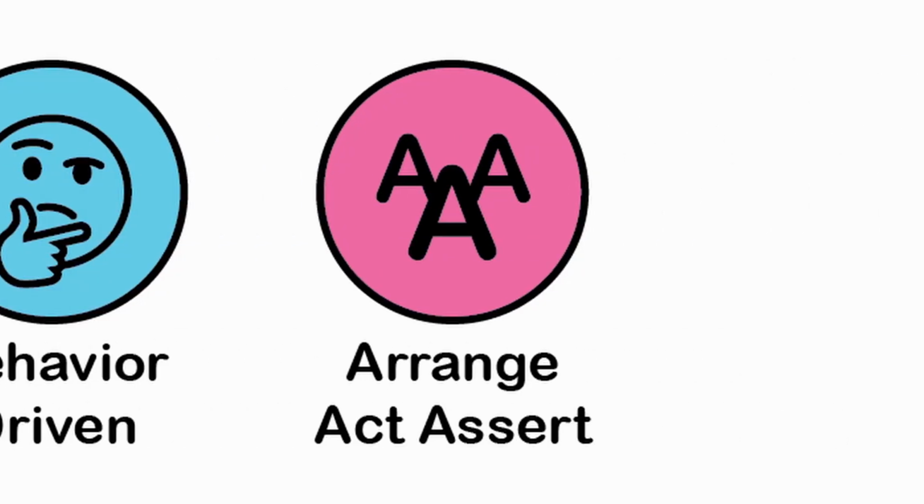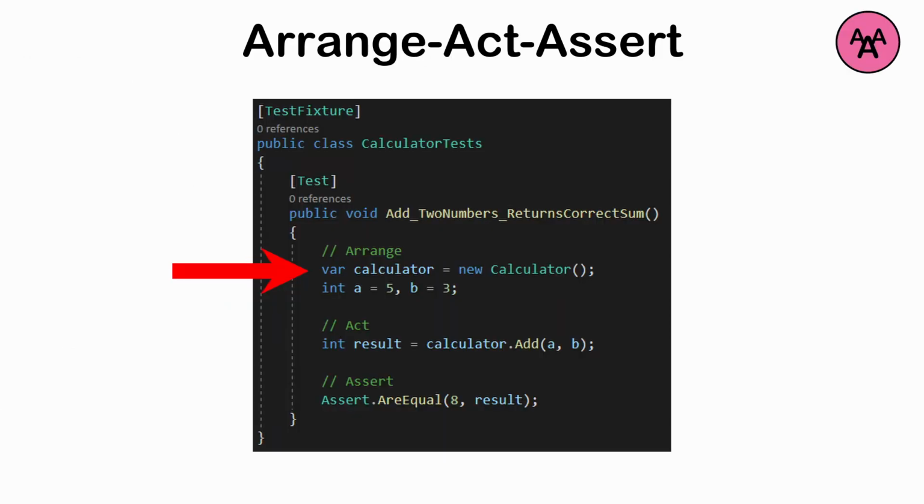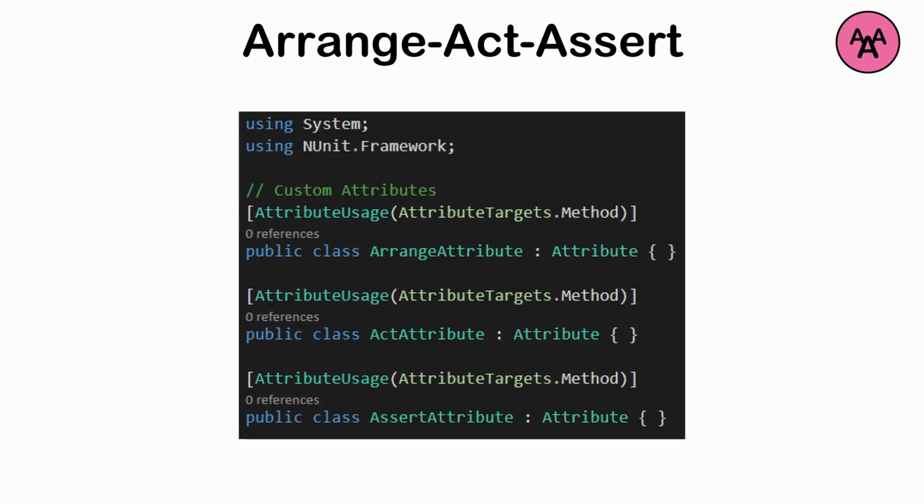The Arrange-Act-Assert pattern, a convention that structures tests along a particular order of operations. First, we arrange inputs and targets, those things that the test needs in order to run. Next, we act on the behavior, such as calling a method or interacting with a web page. Finally, we assert expected outcomes and evaluate the response. The goal of this pattern is clarity and ensuring that tests have a logical flow, making them easier to understand and debug.